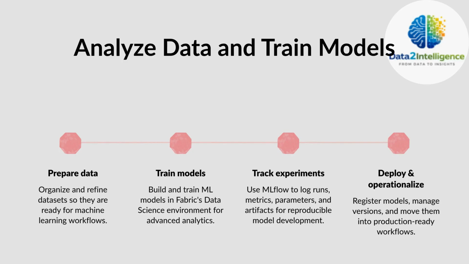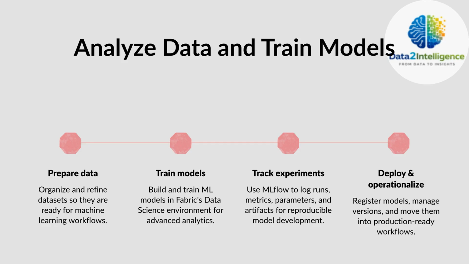Let's summarize what we discussed in Analyze Data and Train Models. So there are four stages, which are prepare data, train models, track experiments, and deploy and operationalize. The first one is prepare data. Organize and refine data sets so they are ready for machine learning workflows. The second one is train models. Build and train machine learning models in Fabric's data science environment for advanced analytics.